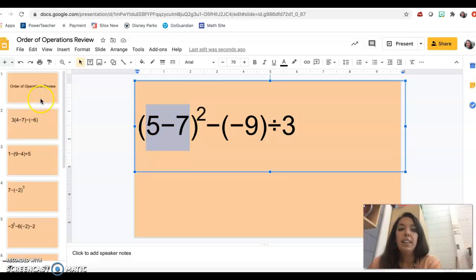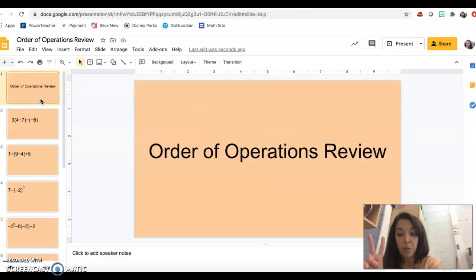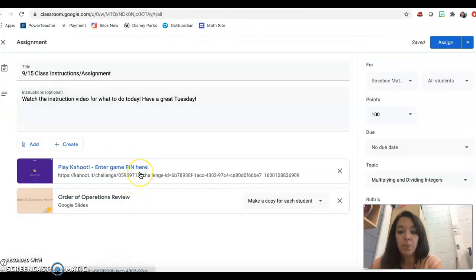So that has to be done after your warm-up. So you do warm-up, order of operations review, and then I have assigned a Kahoot for you to do. And it is assigned to you, which means it's not with the whole class. So once you finish those, you can do that. And it's just on multiplying and dividing integers.